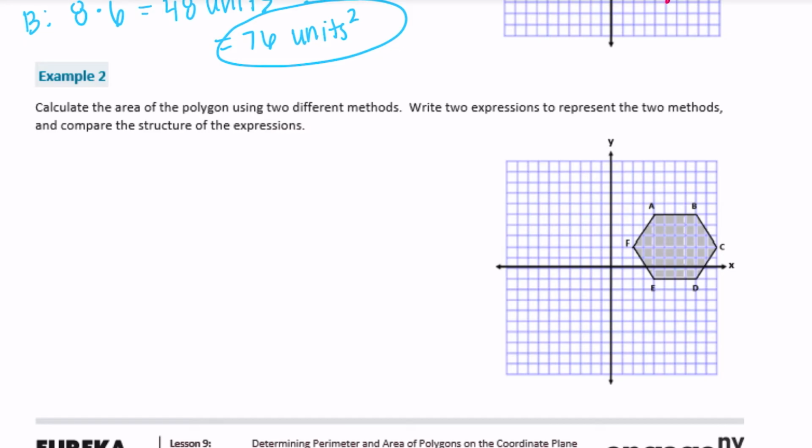Example 2. Calculate the area of the polygon using 2 different methods. Write 2 expressions to represent the 2 methods and compare the structure of the expressions. Okay, so we have to solve it 2 different ways.